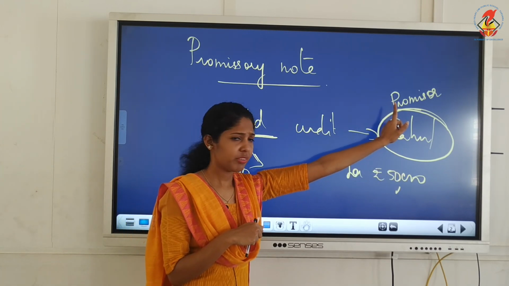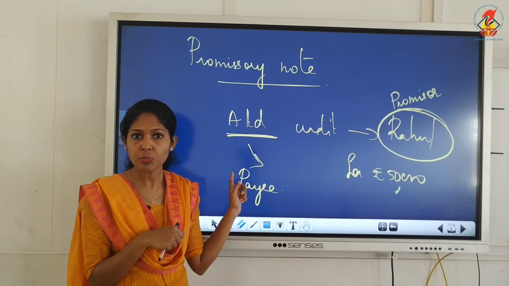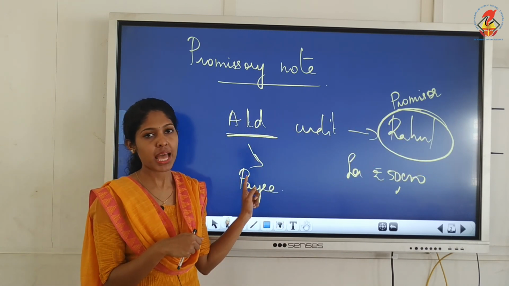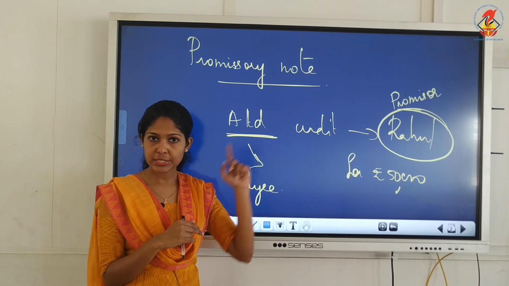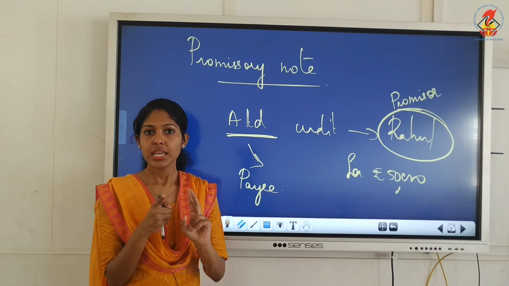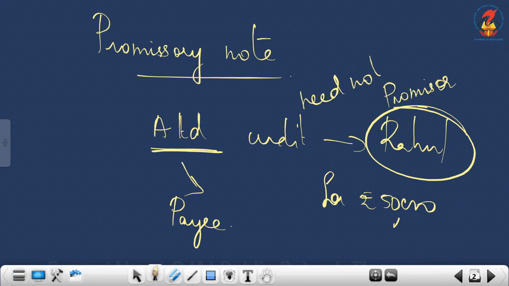So we have only two parties, the promisor, one who promises to pay, and the one to whom they have to make the payment is termed as the payee. And here the payee's name is A Limited. So only two parties, that is one difference. The other difference is it need not be accepted by the drawee.